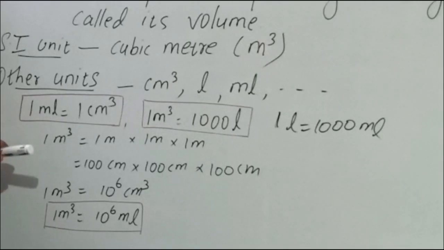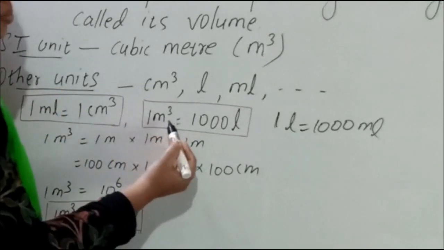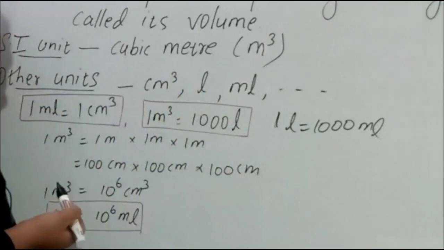Meter, cubic meter, relation with liter and milliliter, you have to see this one. Remember this: 1 milliliter is equal to 1 cubic centimeter. 1 cubic meter is equal to 1000 liter.